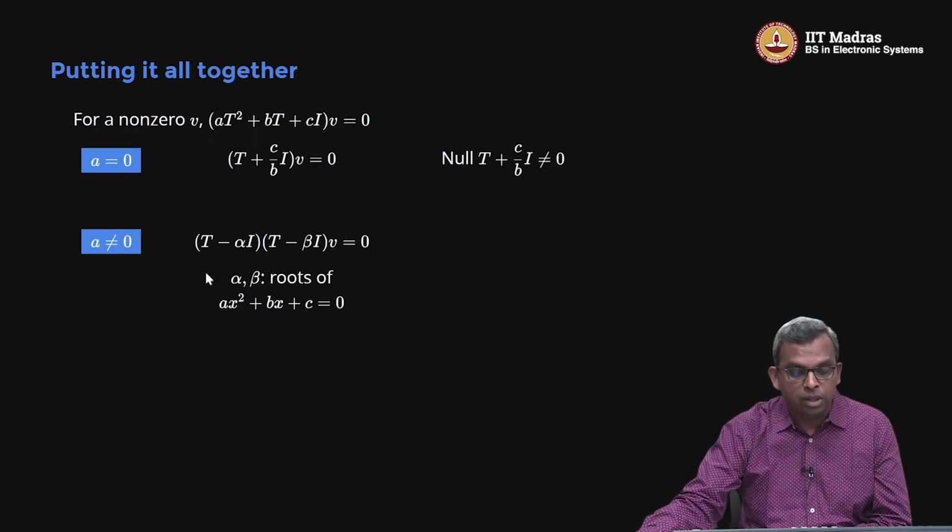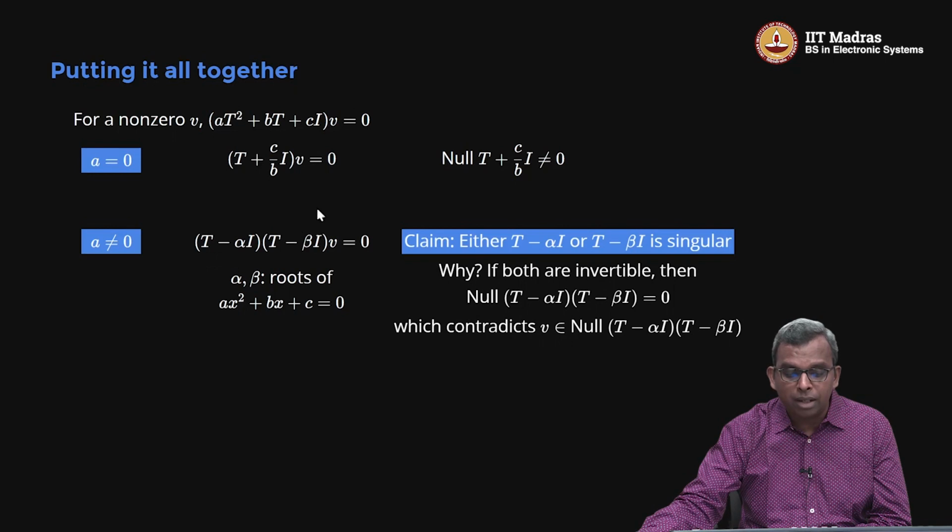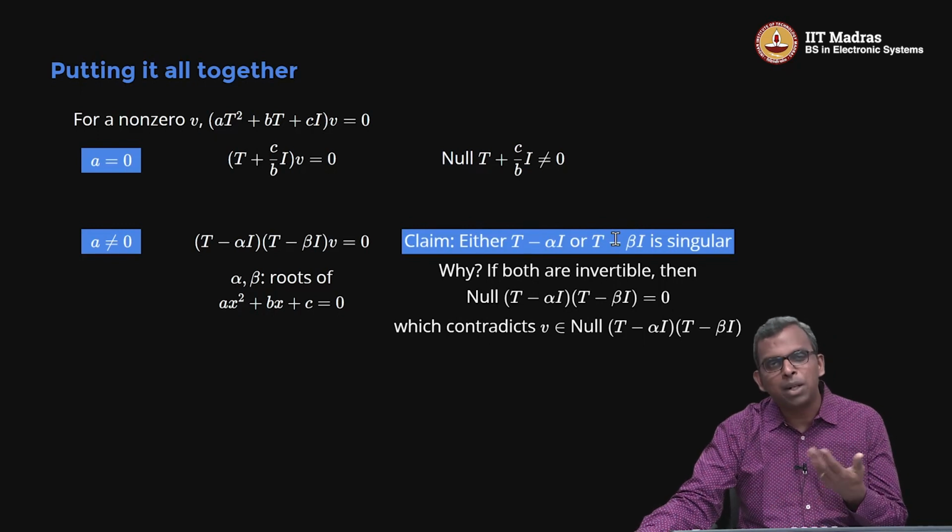Now, if a is not equal to 0, you have t minus alpha I into t minus beta I v equal to 0, and alpha, beta are roots of this equation. Now, the claim is either t minus alpha I or t minus beta I has to be singular for this to be true. How do you prove it? You prove by contradiction. If both are invertible, then the null space of this product will be 0. We have seen that if two matrices or two operators are invertible, the product is also invertible and the null space is 0. But then you have a non-zero vector v which this operator maps to 0. So clearly one of these two will have to be singular. I don't know which one, but I don't care.